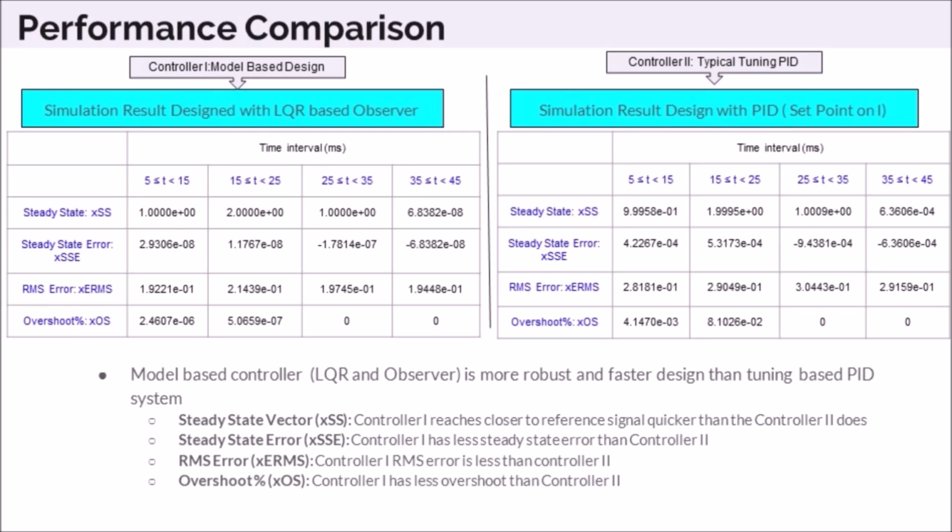Looking at the steady state error, we have very little error in both controllers at every time interval, but controller 1 has less error than controller 2. Similarly, in terms of percent of overshoot, controller 1 has less overshoot than controller 2 at the first 2 time intervals, and 0 overshoot at the third and fourth intervals for both designs.